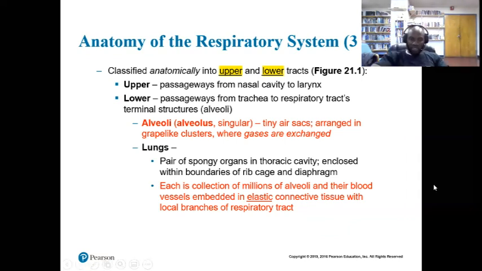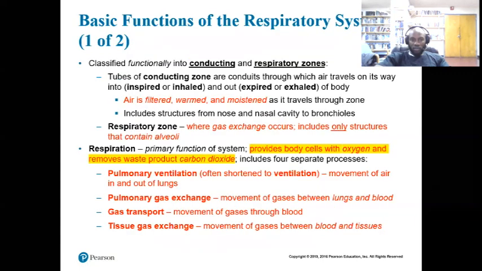right? Each collection of millions of alveoli and the blood vessels is embedded in elastic connective tissue with local branches of the respiratory tract, right? And we're going to talk about those in more detail when we get to that stage in the game, right? So we have this conducting and respiratory zone, two different zones.